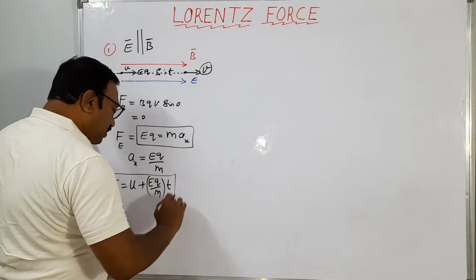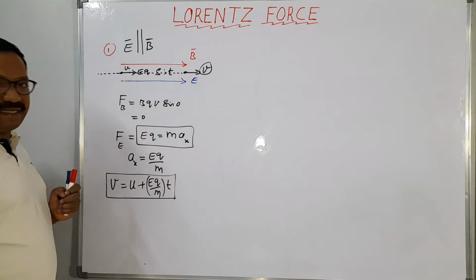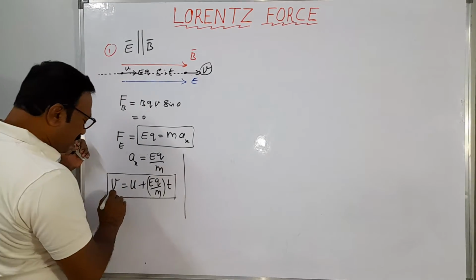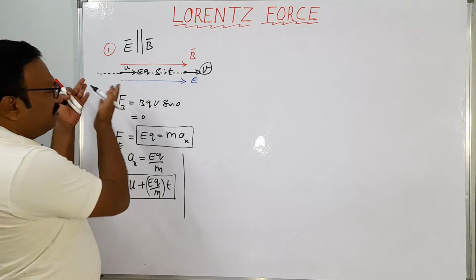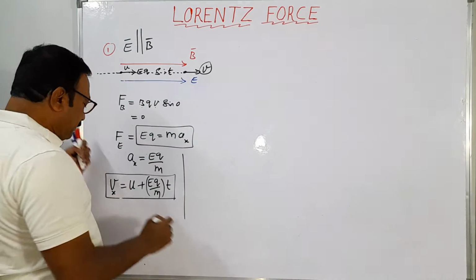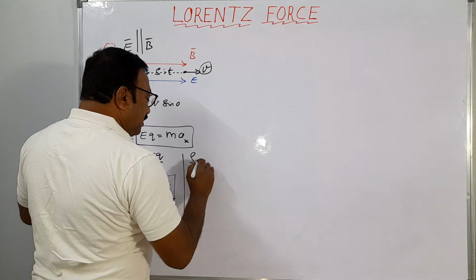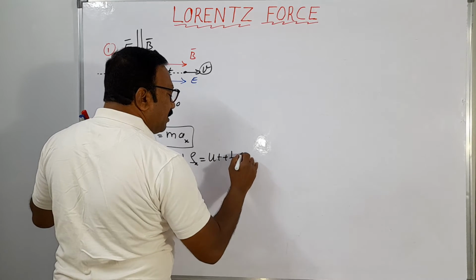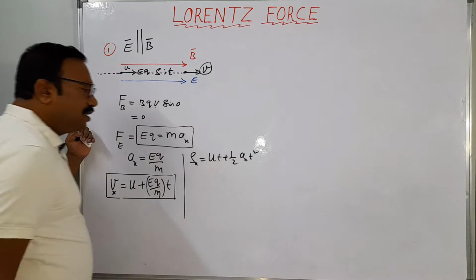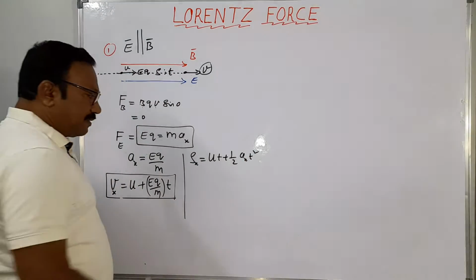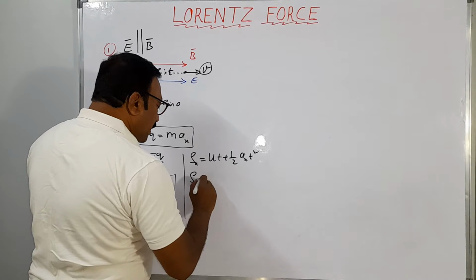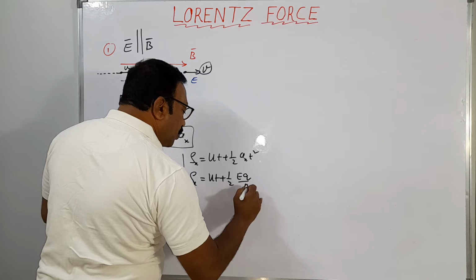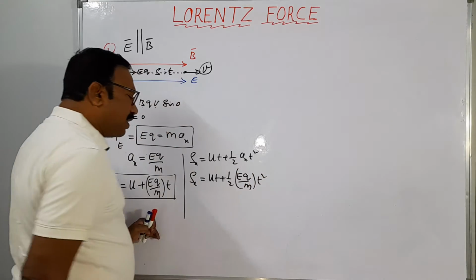This will be the velocity after the time t seconds. How much distance has it traveled along the x-axis? Of course, this velocity is along the x-axis only because everything is acting along the x-axis. The distance traveled along the x-axis is equal to ut + half at squared, where a is nothing but the acceleration along the x-axis. So the distance traveled along the x-axis is half EQ by m into t squared.